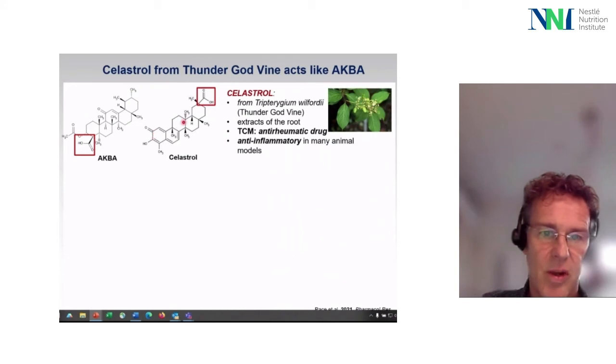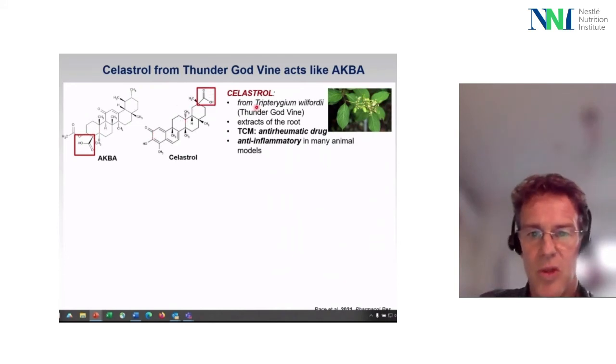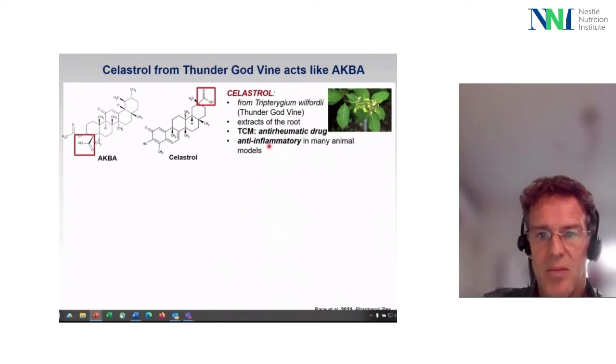And this celastrol, as you can see, is structurally quite related to ACPA. It's a pentacyclic triterpene with a carboxylic moiety here. It's contained in Tripterygium wilfordii, a plant from Asia, thunder god vine. Extracts of the roots are used in traditional Chinese medicine as an anti-rheumatic drug, also in Europe meanwhile. It is anti-inflammatory in many animal models.